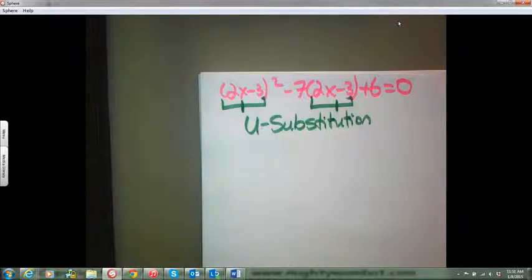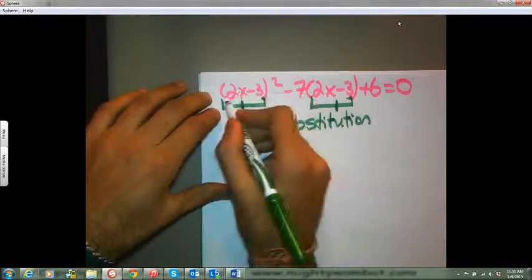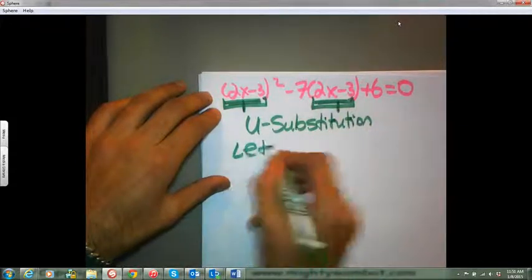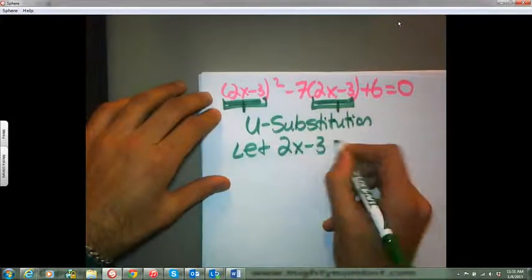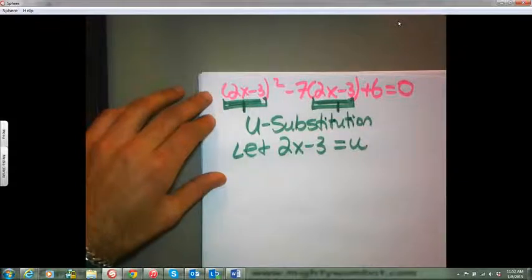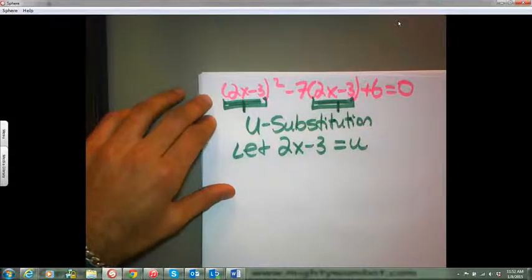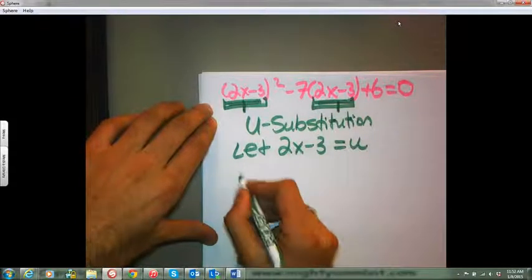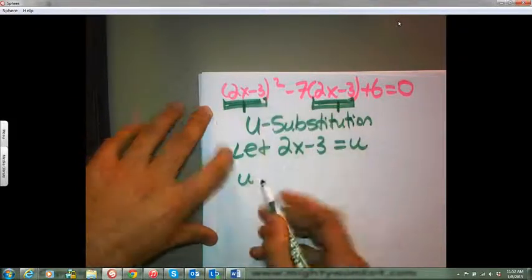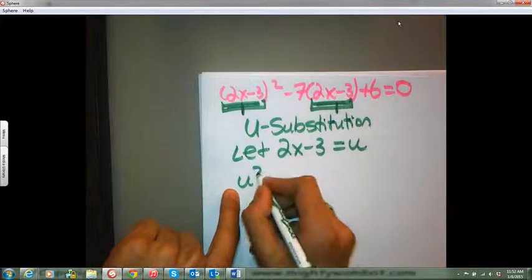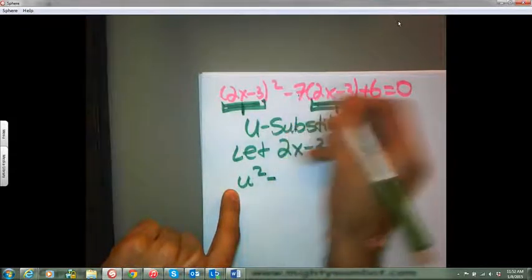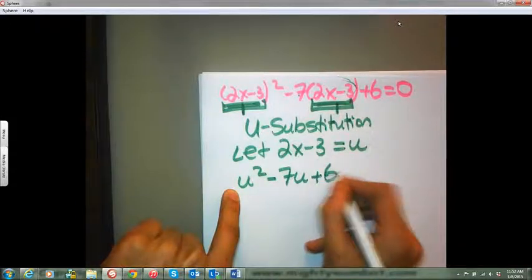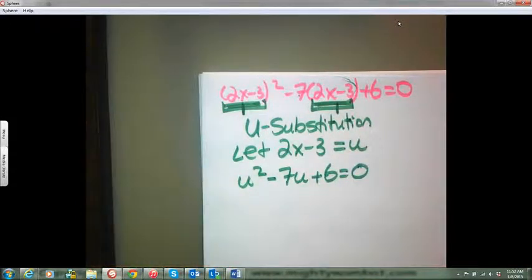So if I were to make this U, in other words, if I were to say let 2x minus 3 equal U, then I could rewrite this equation as the following. Instead of writing 2x minus 3, I could just put U. So U squared minus 7U plus 6 equals 0. Any questions on how we did that?